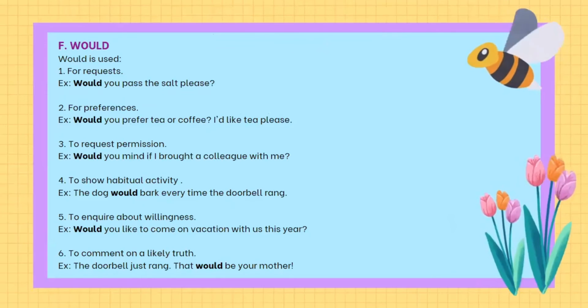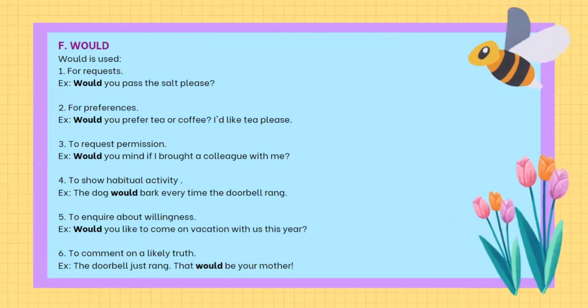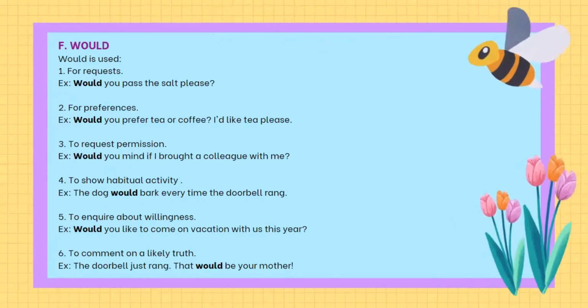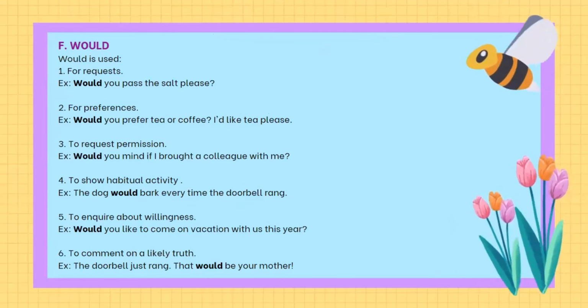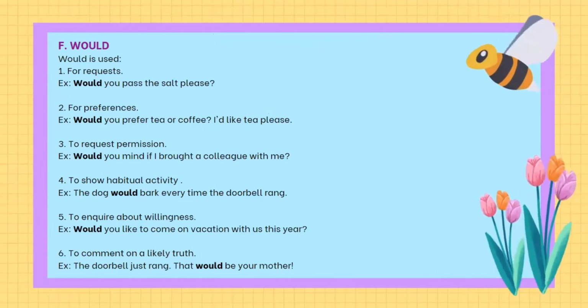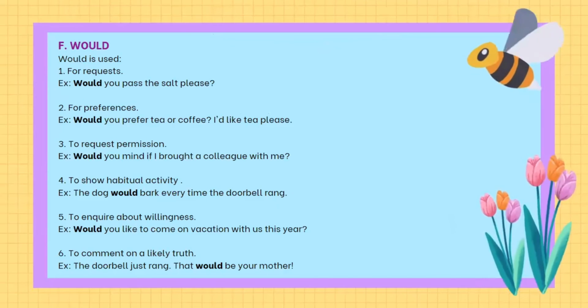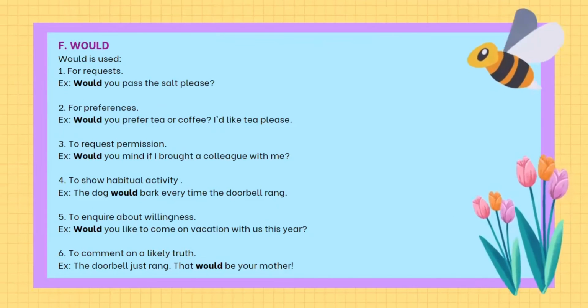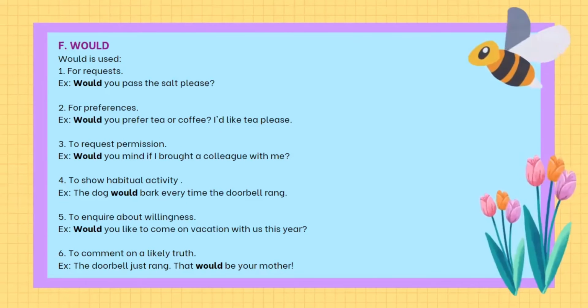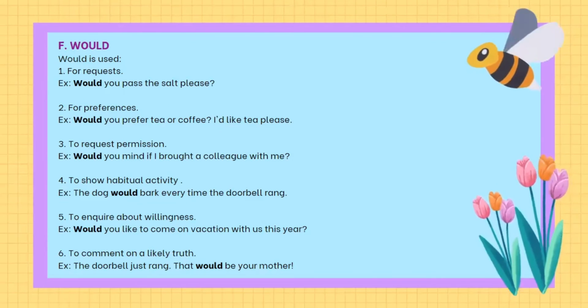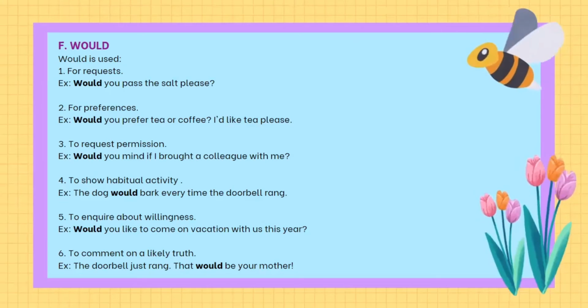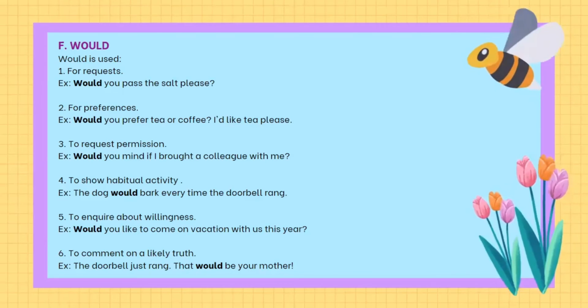The next word over here is the word would. Now, the word would could be used for 6 different things. The first one is for request. You could say, would you pass the salt, please? Number 2 is for preferences. For example, would you prefer tea or coffee? I'd like tea, please. 3 is to request permission. Would you mind if I brought a colleague with me?